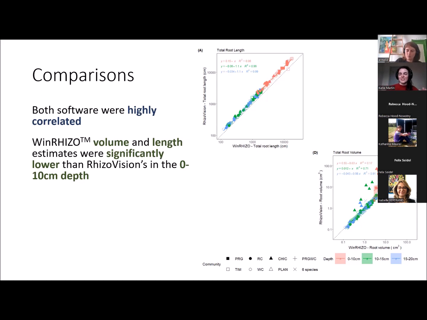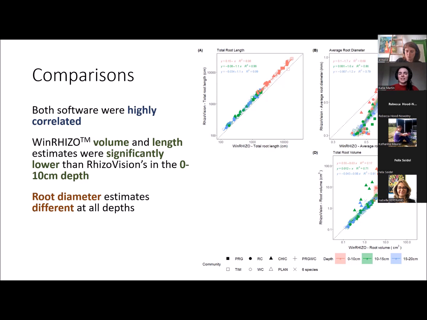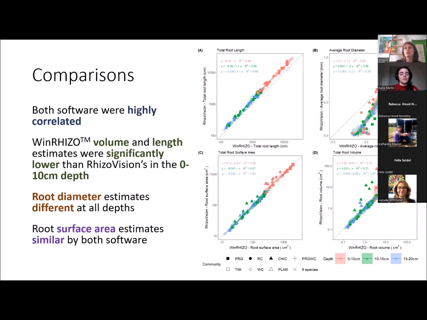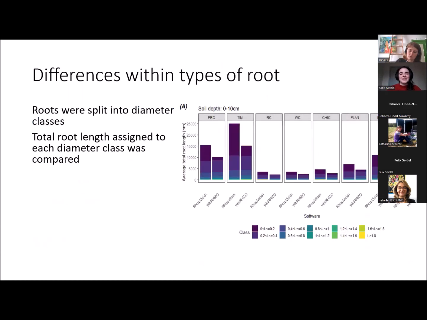heterogeneous in the samples. We could see the root diameter samples where the estimates were different in all depths. There's a lot of variation in root diameter, whereas root surface area overall, there's no significant difference. So I wanted to understand where these differences lie within the types of roots. Both software have a feature where we're allowed to split up the roots into diameter classes. So here I split them up into 10 diameter classes, with the smallest diameter roots in the dark purple color, and as it gets larger diameter, those are the lighter colors to yellow.